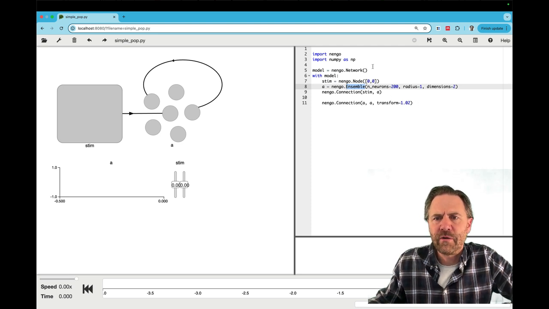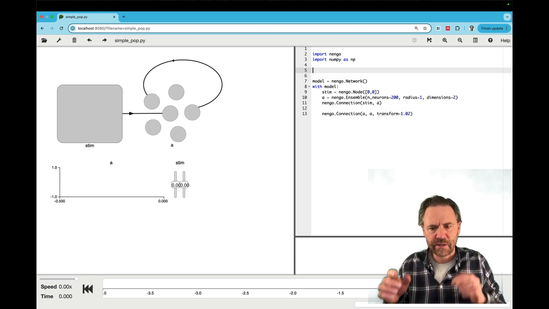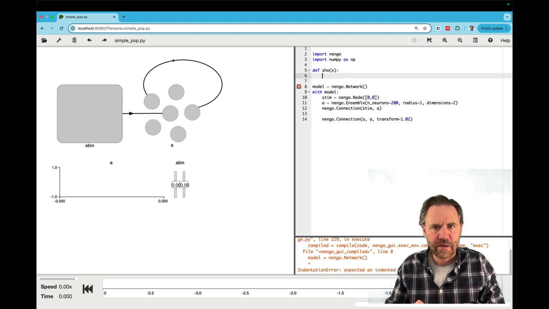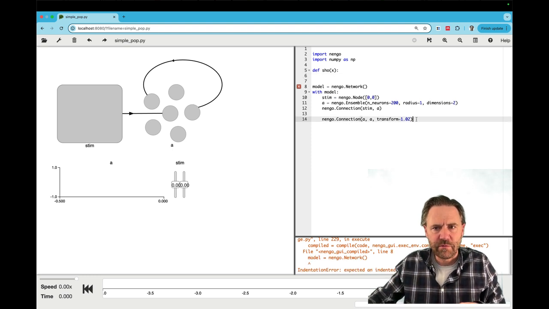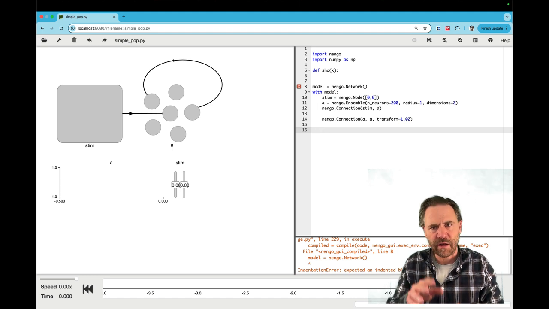Okay, so I also need to add another connection. This is the one that injects the thing with the thetas. So I'm going to define a simple harmonic oscillator, and it takes as input the state. This function I'm going to use to make my other connection. I'm not done with that function yet. I'm just going to show you how I'm going to use it.